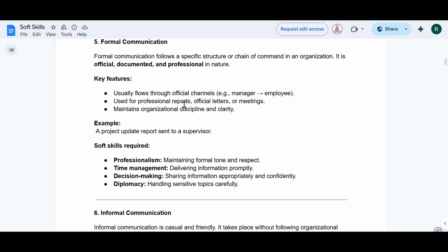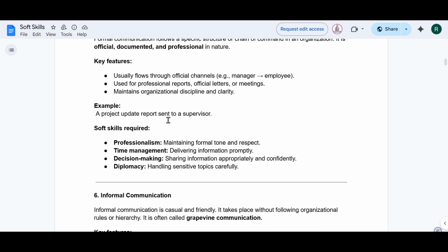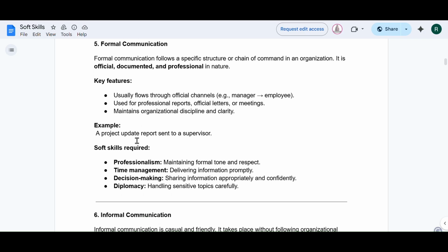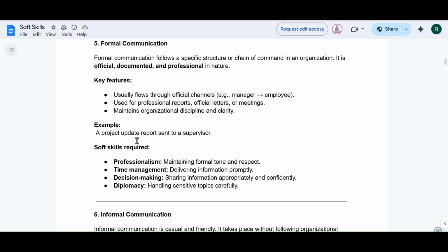Use it for professional reports, official letters, or meetings. It maintains organizational discipline and clarity. For example, a project update report sent to a supervisor. In a college scenario, a project needs to be submitted to our HOD or class teacher. This is known as organizational formal communication. You need to remember that only this is used in a chain of hierarchy or chain of organization.